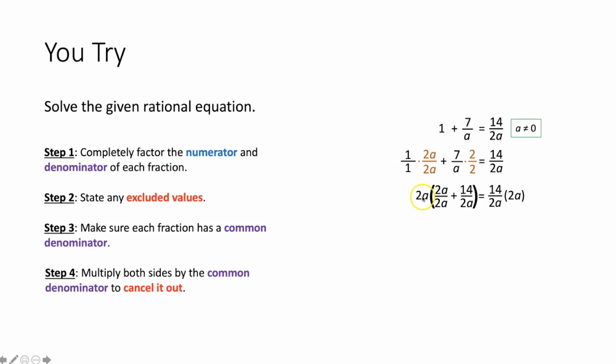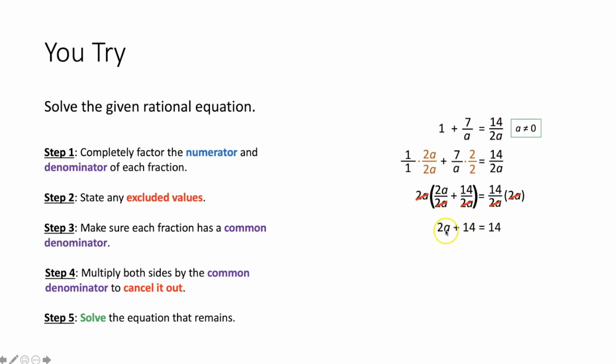This 2a cancels out with the 2a in the denominator here. And this 2a over here cancels out with this 2a in the denominator here, leaving us just with 2a plus 14 is equal to 14. Now we have this basic equation we can solve for a. So how do I solve this for a? Well, I get my variables to the left, constants need to go to the right.